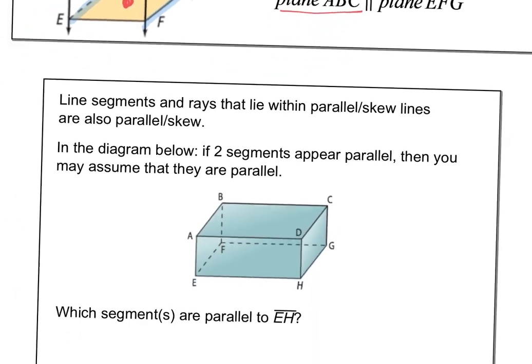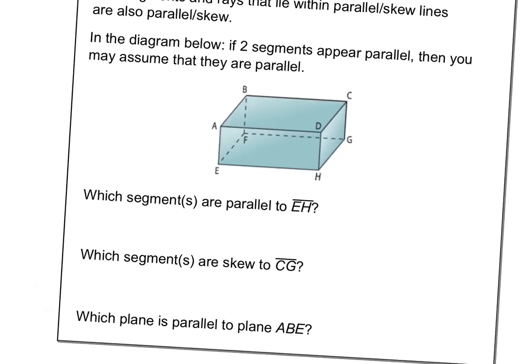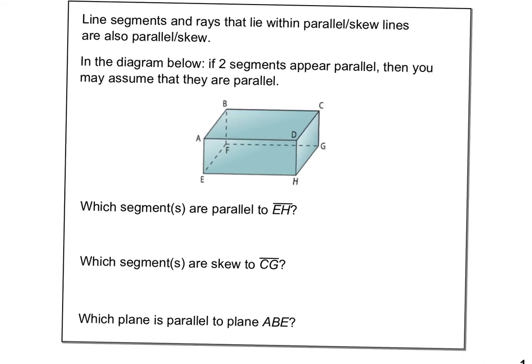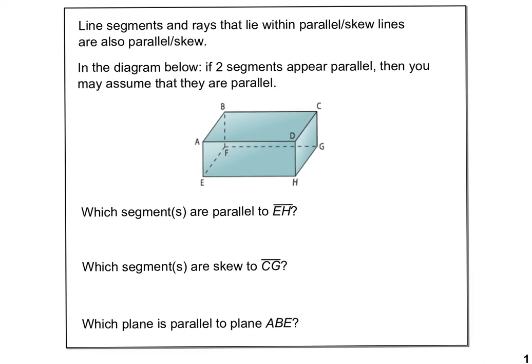Okay, let's move on. Now, I just talked about how you needed to know how to notate segments and rays. That's because segments and rays can also be parallel. And so you need to be able to notate whether it's a line, a segment, or a ray. Please make sure you have this picture. So line segments and rays can also be parallel and skew.